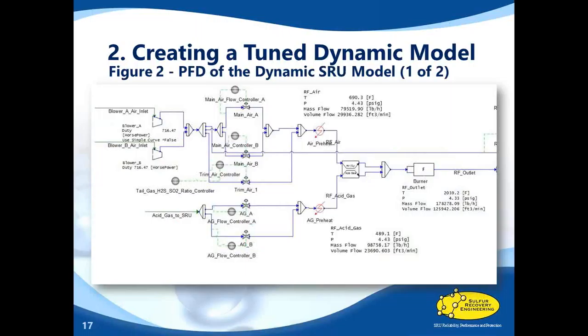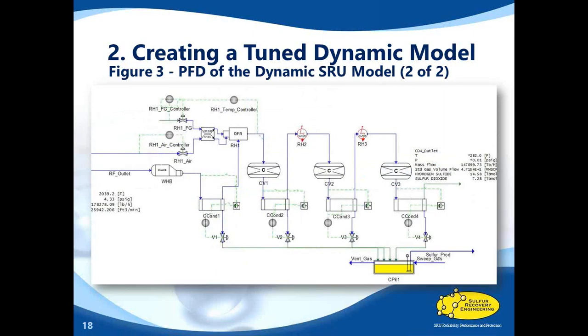Now we have a couple of PFDs of the tuned dynamic model. Again, this is for completeness of the presentation. This first slide shows the blowers, the controllers, the valves, the reaction furnace, and everything, how it looks in VMG Sim. This is the second screenshot. In this one, we're seeing the waste heat boiler, the three converters, the DFR, and the sulfur pit.